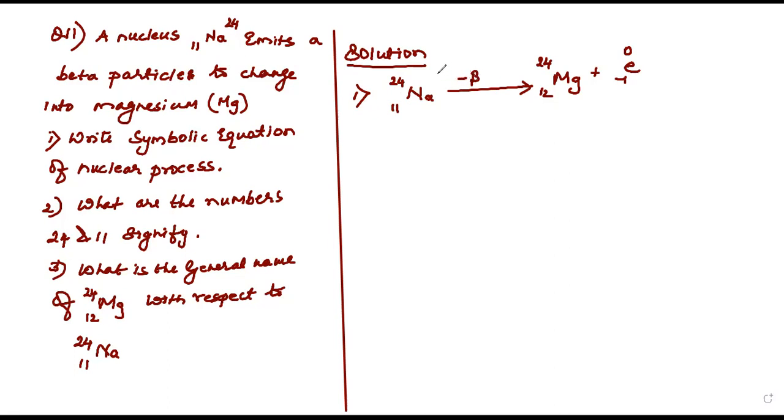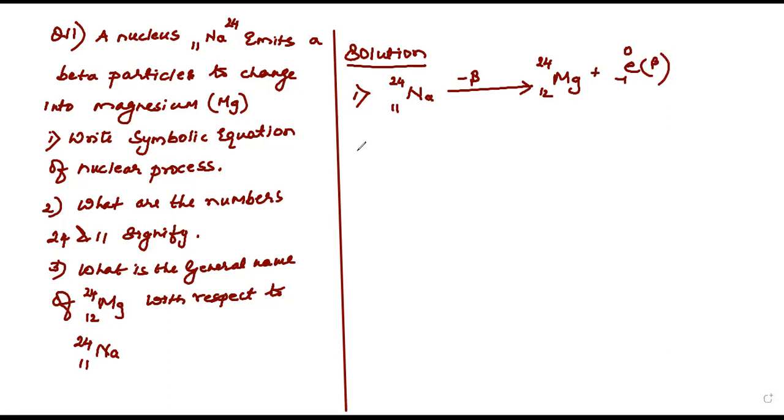So what does the law of beta emission say? The atomic mass number will remain the same, but the atomic number increases by 1. So atomic mass number is 24, it should remain the same. And atomic number should increase by 1. So 11 plus 1, 12. It becomes magnesium. And an electron is given out. Electron is nothing but a beta particle. Okay, I can also put it like this.